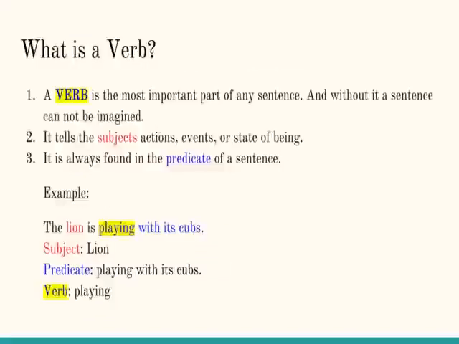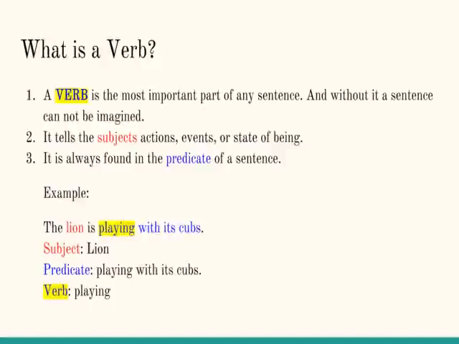So now let us head on to verb. What is a verb? A verb is the most important part of any sentence, and without it, no sentence can be imagined. It tells us about the subject's actions, events, or state of being, and is always found in the predicate of a sentence. Now, what does all of this mean? So let's take an example.